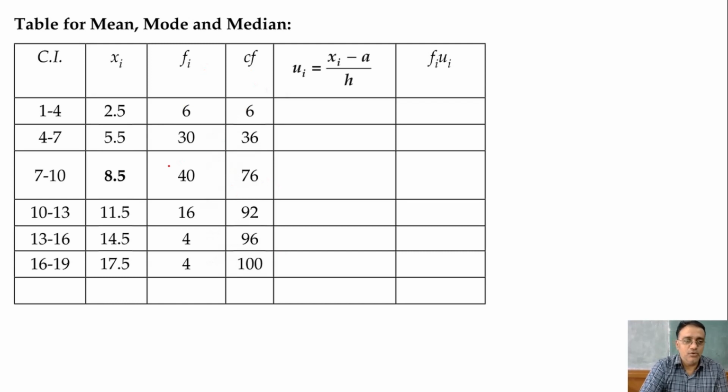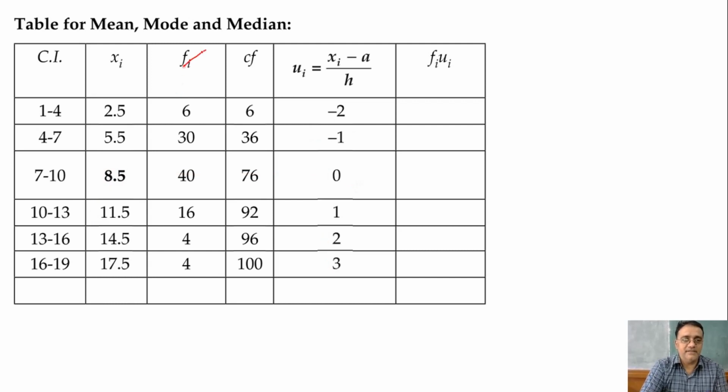Now for u, we have to assume. See, middle mein 2 aa raha hai. Sabse chote wale ko assume kar rahe hum log 8.5. So yahan pe hum log kya karenge? 0. Niche positive values 1, 2, 3. Upar negative, minus 1, minus 2. Okay.